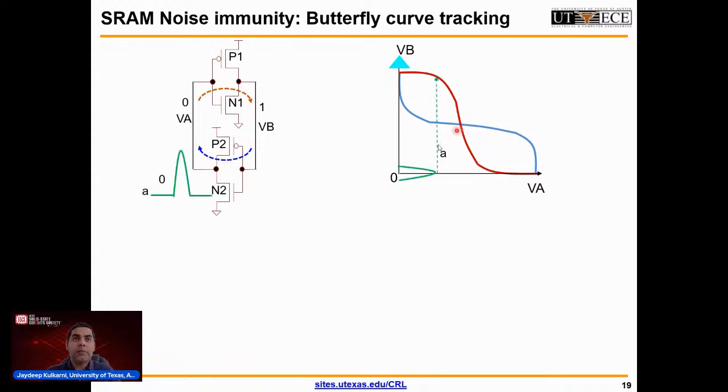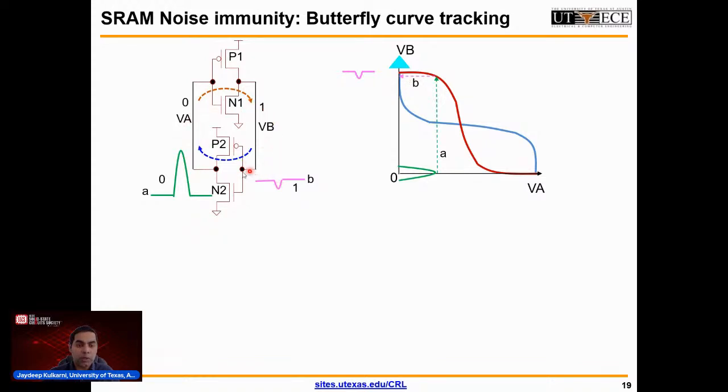So let's take an example that at the VA node, we experience a noise event of this much magnitude shown by this green waveform. So we can project this waveform onto this XY axis, onto the VA axis. And let's say this is the noise magnitude at the VA node, which I'm denoting with this arrow a, small a. It will get projected onto this red line, which is the transfer characteristics of the top inverter. And because it is in the low gain region, it will have a very small disturbance at the VB node, shown by this pink line.